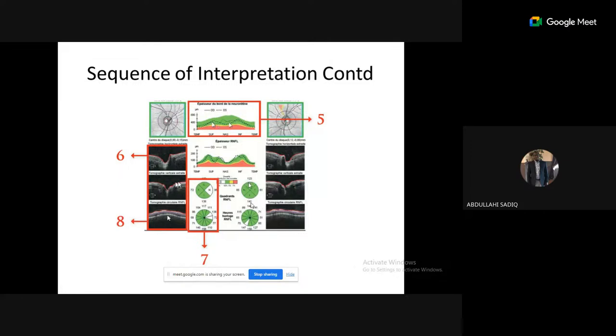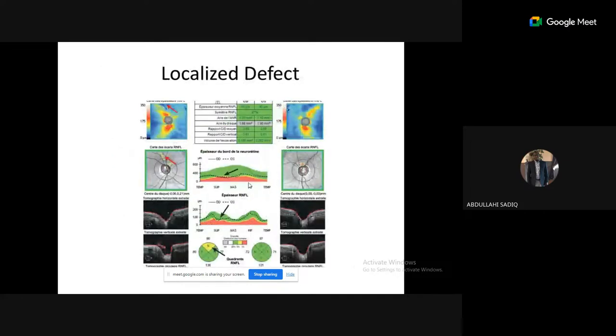So one thing about OCT interpretation is that you should be looking at these parameters and comparing them from the right to the left eye. Now, this is one example of Cirrus OCT.